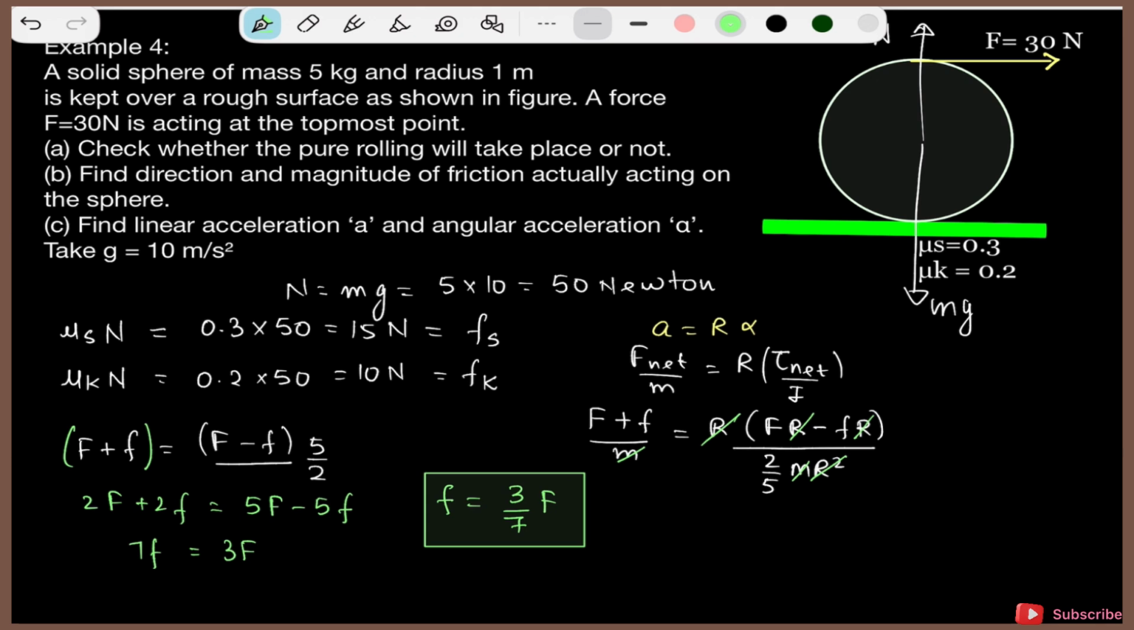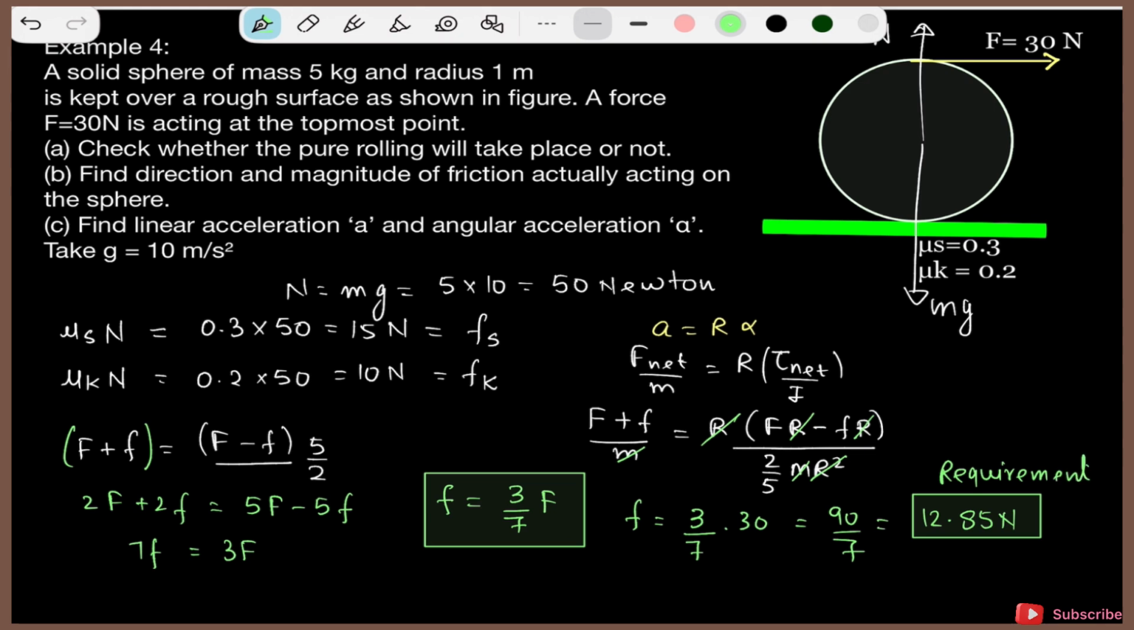So this is the expression for friction. Friction can be further calculated as the external force is given 30 Newton, which comes out to be 90 by 7, and it is 12.85 Newton. So this is the requirement of friction for pure rolling to take place.